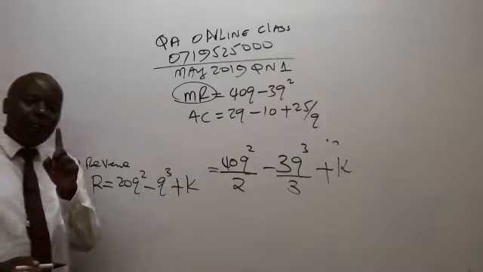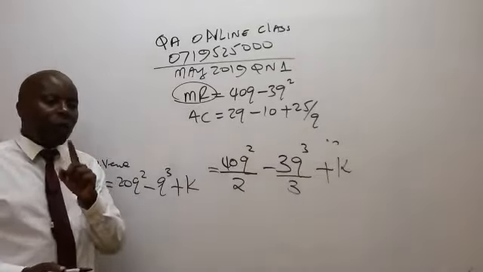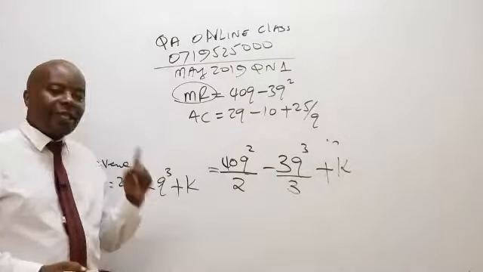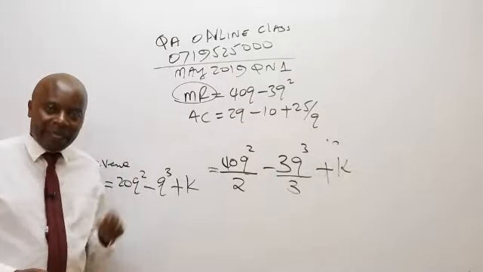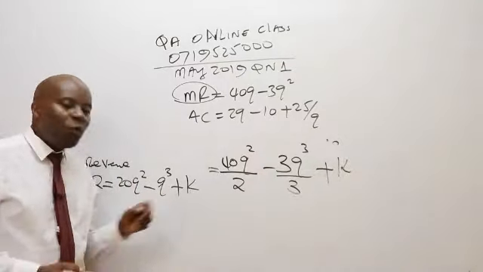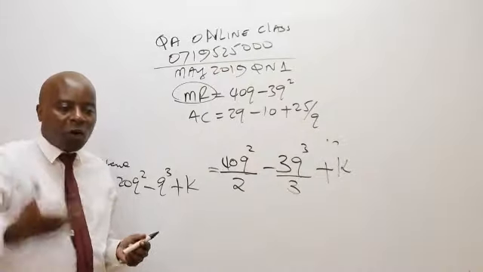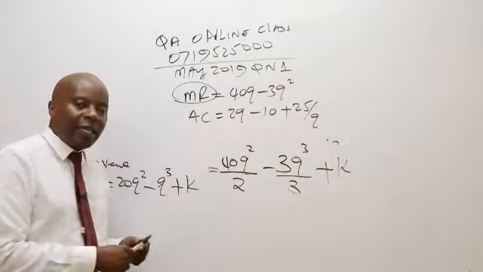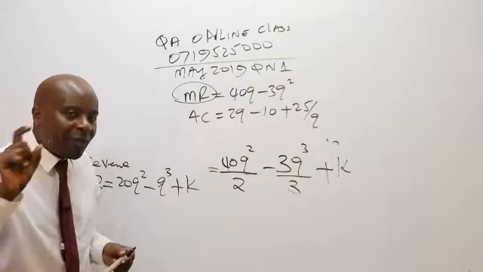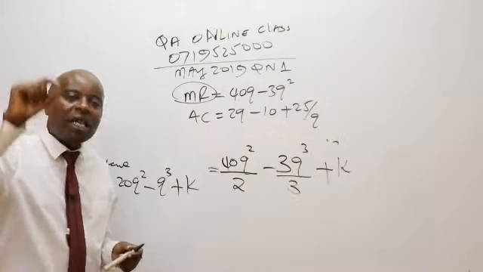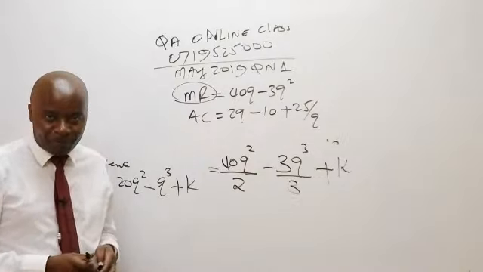And then I remember the person who taught me this QA a long time ago. He told me that this k is a constant. Whenever you see k, for example, in the cost function, k will be fixed cost. In the cost function, constant cost is the fixed cost.